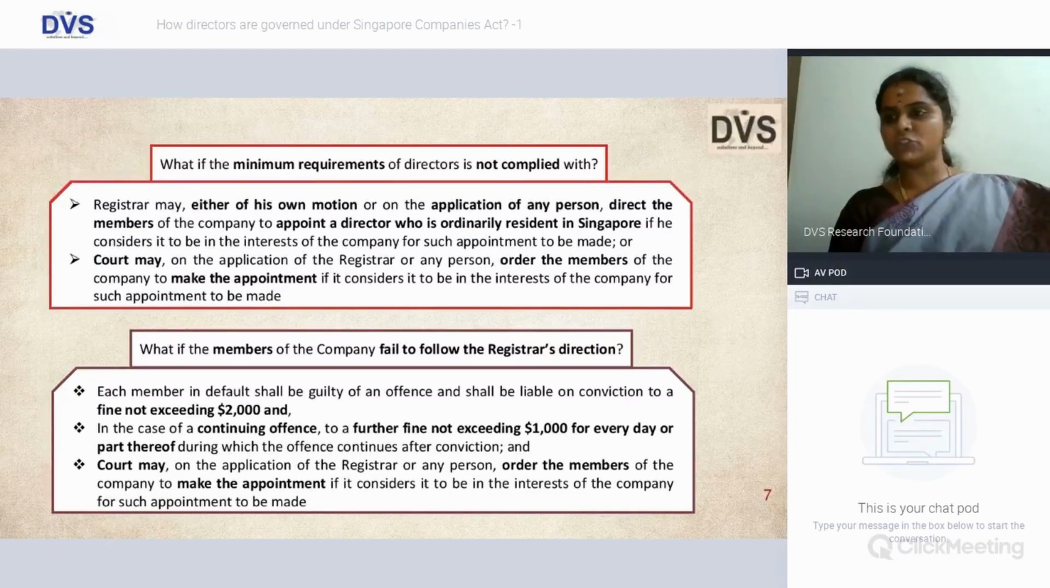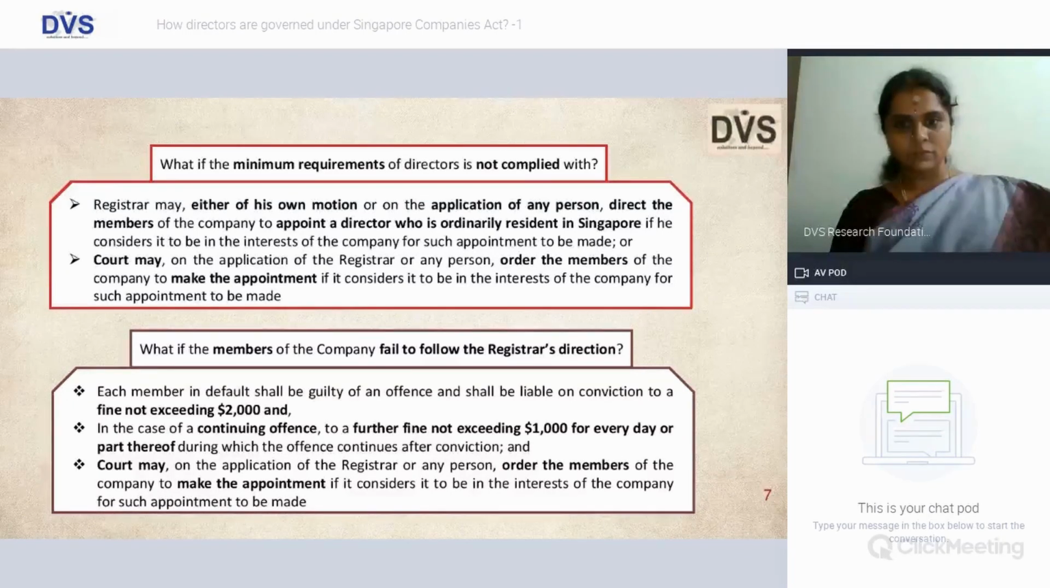We will see now the minimum statutory requirement. If not complied with, what are the ramifications? If the members do not appoint a director who is ordinarily resident in Singapore, an application may be made if it is considered to be in the interest of the company. The court may, on an application of the Registrar or another person, order the members of the company to make the appointment if it considers it to be in the interest of the company.